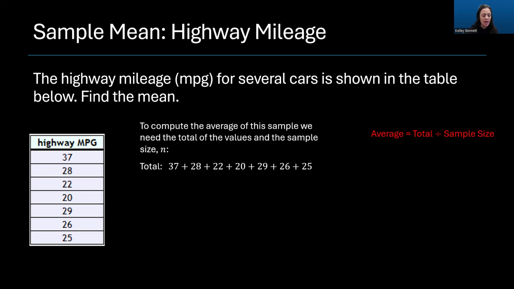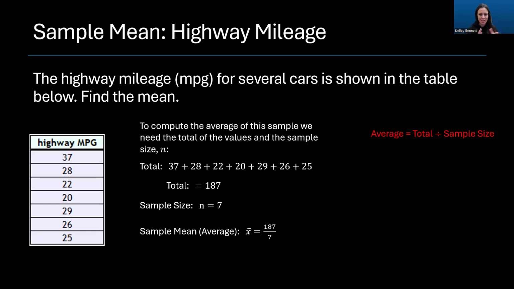So our total is going to be adding up all those values: 37 plus 28 plus 22 plus 20 plus 29 plus 26 plus 25. That will give us our total of 187. And next we need to compute the sample size. So just look at your list. How many values are there? There are 7, so that's n, our sample size. And the last step would be division. To compute our sample mean average, it's going to be 187 over 7.